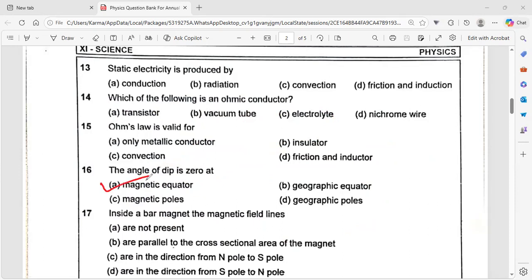Angle of dip is 0 at the magnetic equator. Geographical equator and magnetic equator, maybe they are the same. I do not know much about it.